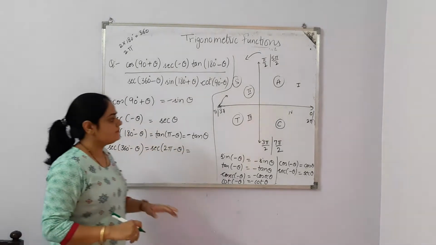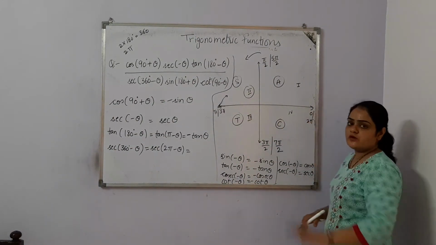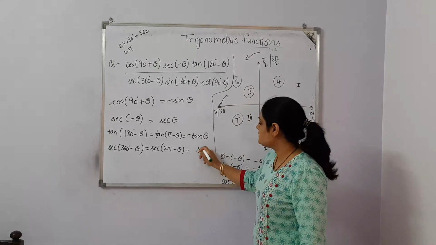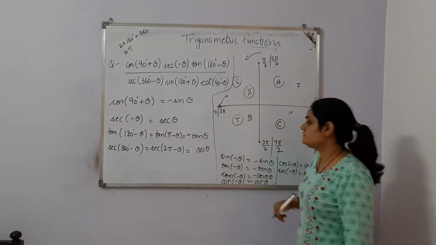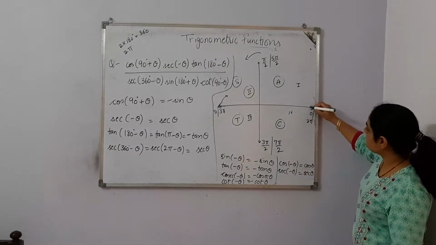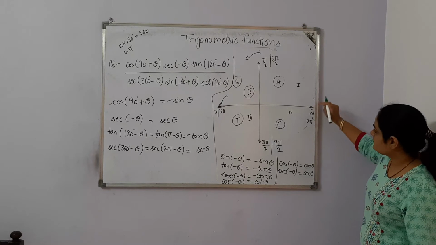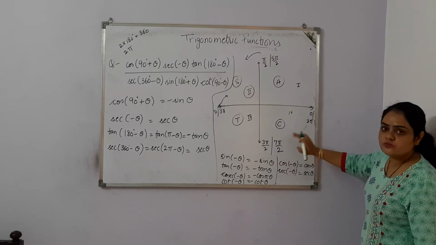Where is 2 pi? 2 pi is coming here, that means on the horizontal line. On the horizontal line there is no change. Secant will remain secant. 2 pi minus means clockwise. Where is 2 pi? Here it is, 2 pi, clockwise. Clockwise is this direction, because here it is 3, then we need to move to 6.